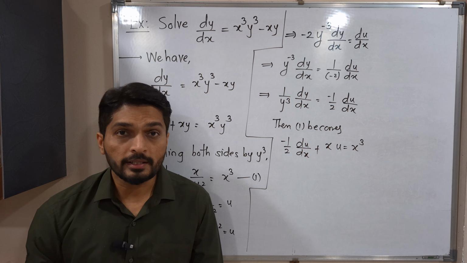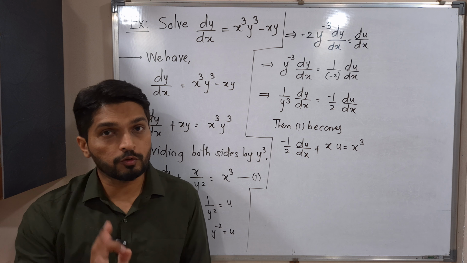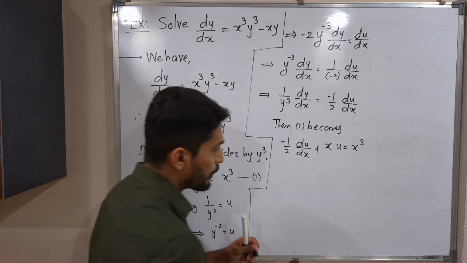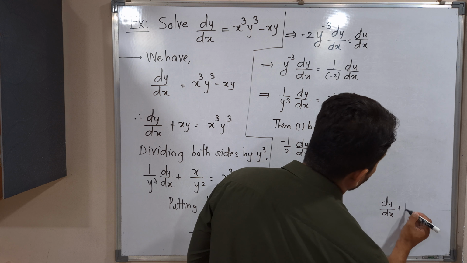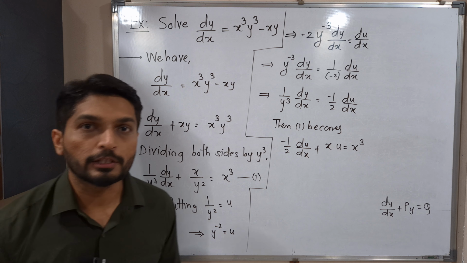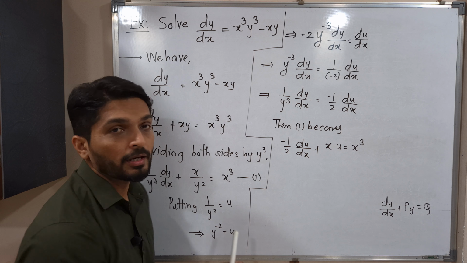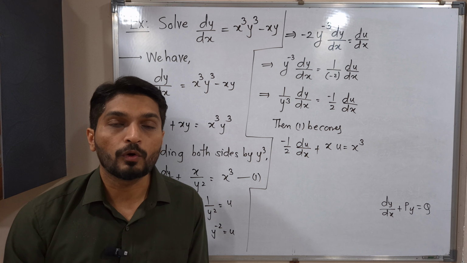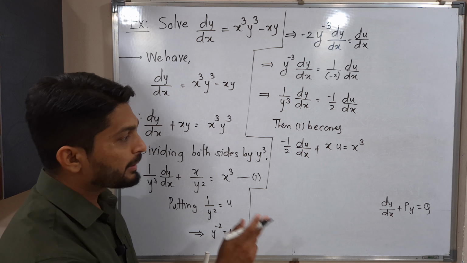So what is our final target? Our target is to bring it to the standard format of a first order linear differential equation. What is the standard format? dy by dx plus py is equal to q. Why are we bringing it to this format? Because if we do, we have a fixed method of getting the solution. That is the main reason.